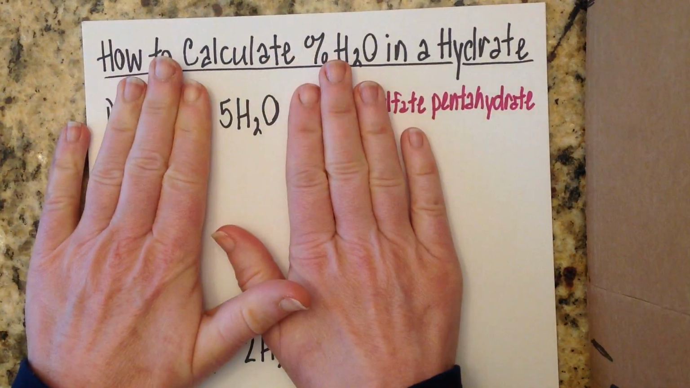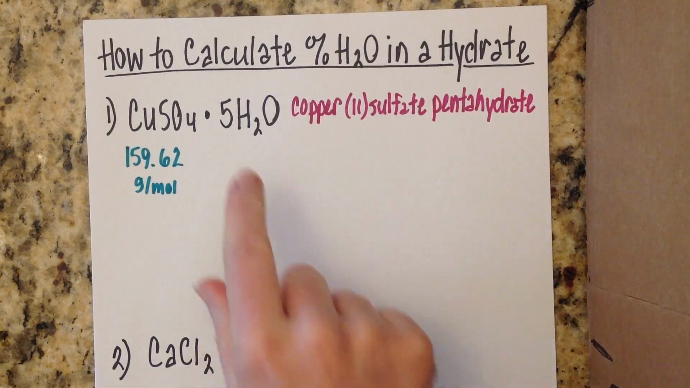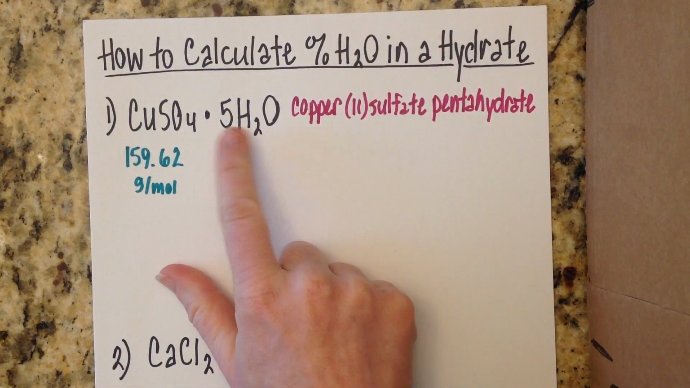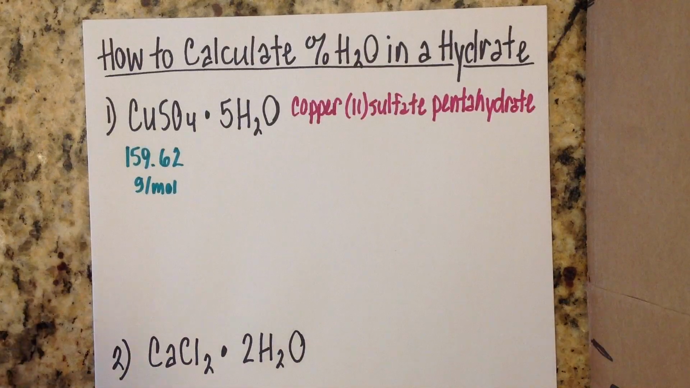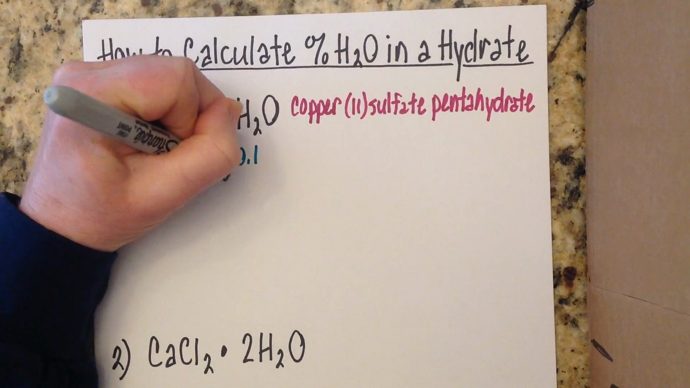Now we're going to find the mass of this. But if you remember, I said if you know the mass of water is 18.02, this will be quick. All you do is say 18.02 times 5, and that mass is 90.1 grams per mole.